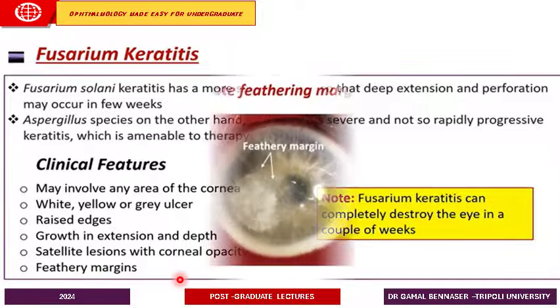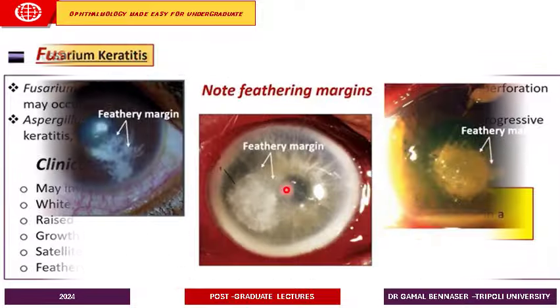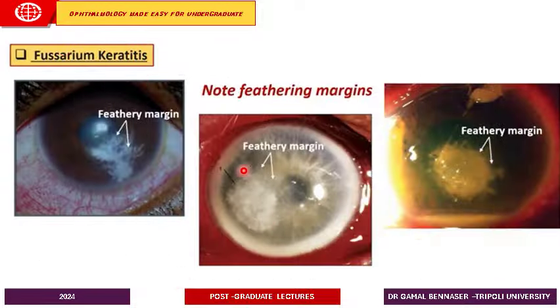Now, if you see the pictures, this is the typical picture of the feathery margin, irregular with small branching. So this picture is characteristic for fungal keratitis, and especially that caused by hyphae. Similarly here, this is the feathery margin, it's scotted-like. Okay, this is the feathery margin. And this can be seen in many types of fungi, but mainly in the septated hyphae.